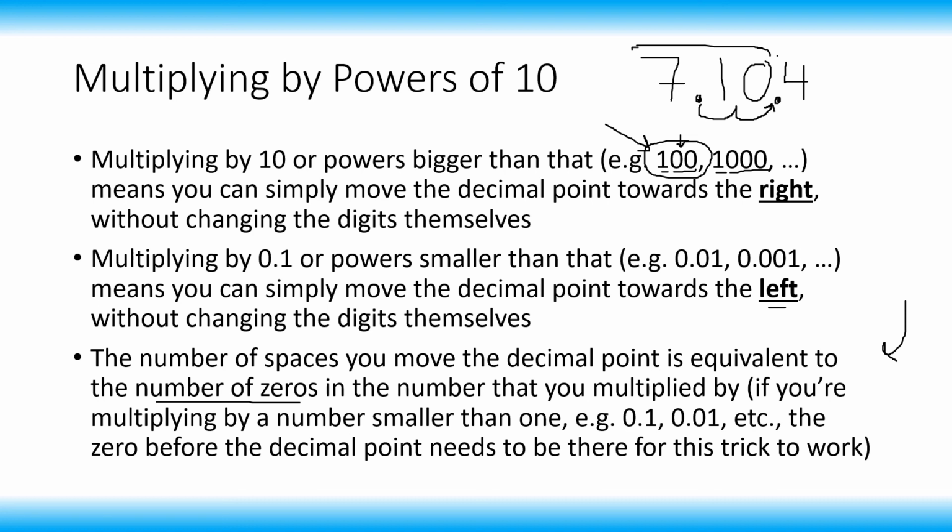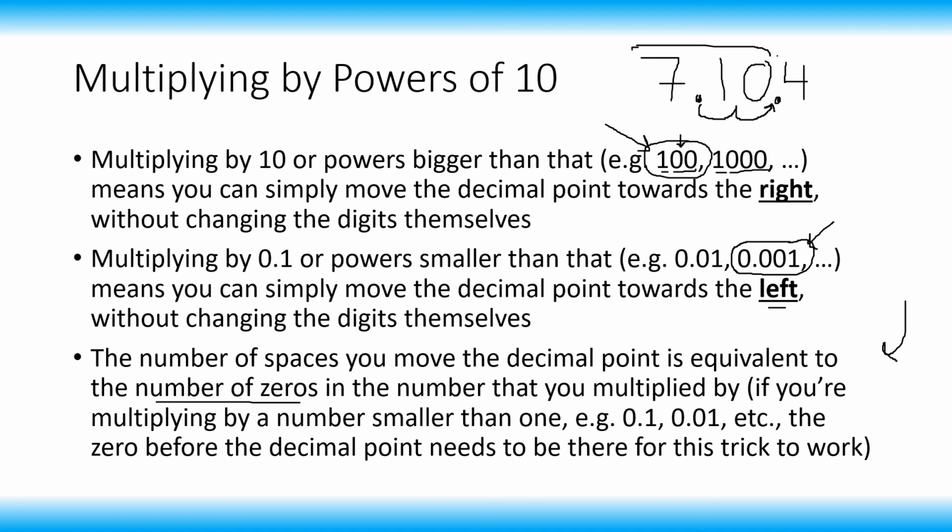The same trick applies for moving the decimal to the left, in that you just need to count the number of zeros in the thing that you multiplied by. So for instance, if we were multiplying by this, we just need to count the number of zeros in this number, and that'll tell us how many spaces we need to move the decimal point.